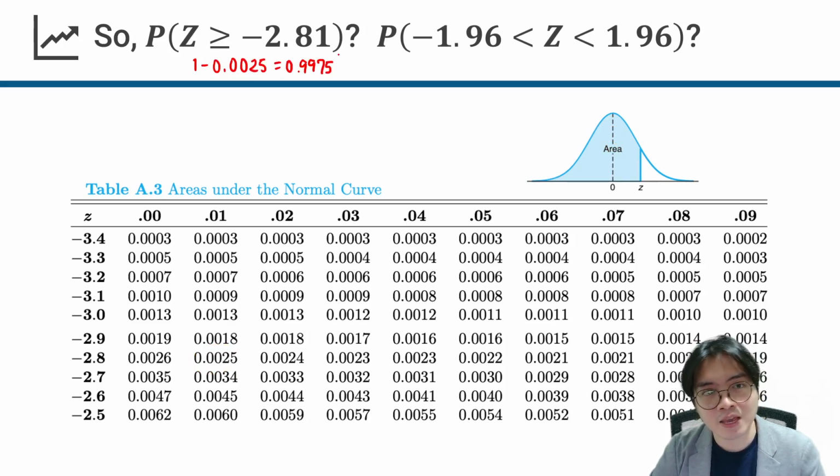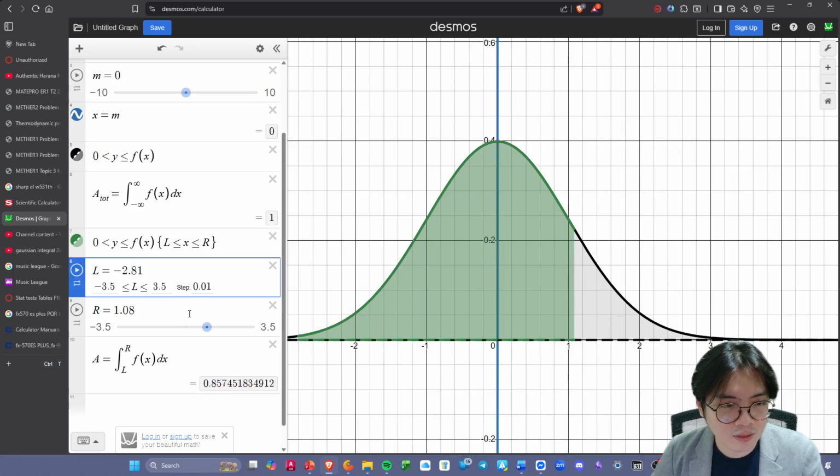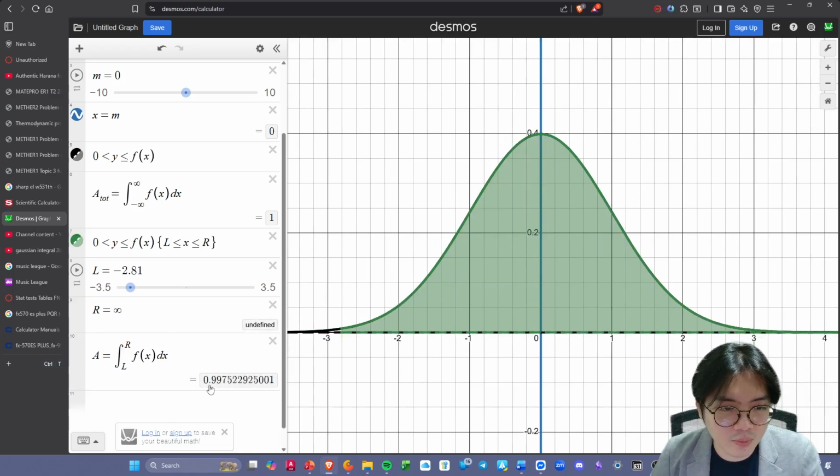Which is 0.9975. And in this case, of course, Desmos will agree. Negative 2.81, and then if we set this to infinity, it will agree: 0.997523. There you go.